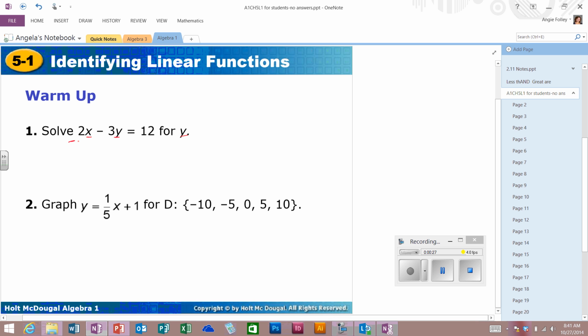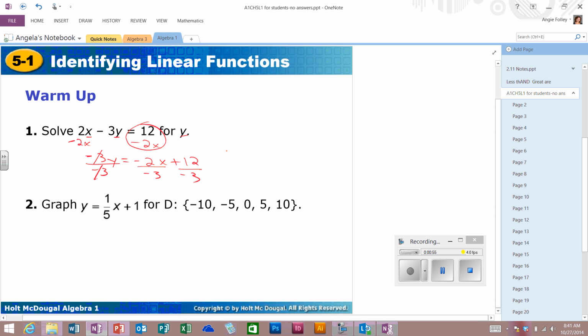First, I'm going to move this 2x to the other side. That gives me negative 3y equals negative 2x plus 12, because I can't combine these, so I just write them next to each other. Then to get rid of this negative 3 in front of the y, because it's multiplied, I do the opposite, so I divide. If I divide one part of an equation, I divide all parts, and normally we just divide the whole side, but I want to write it out like this.